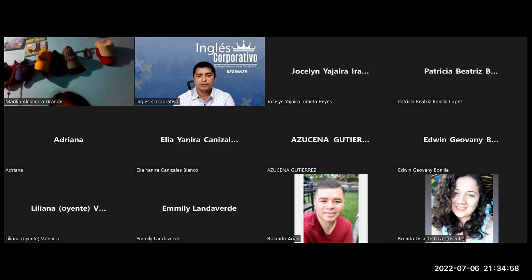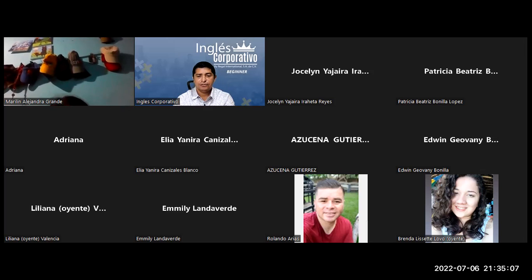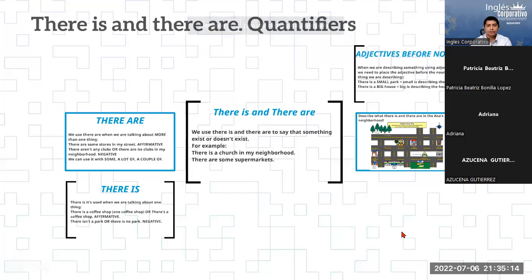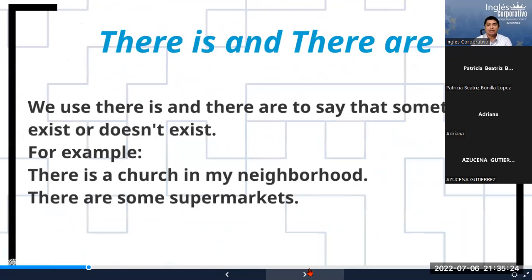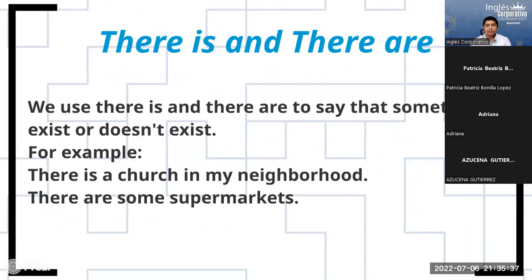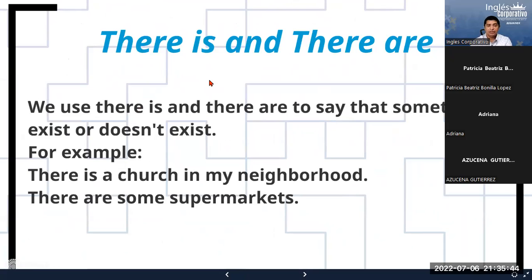Okay, let me show you something now. Déjeme mostrarle algo más referente al tema para clarificarle lo que estamos hablando. Let me make it bigger. We are going to talk about there is and there are with quantifiers. Póngale mente y sazón, por favor. Dice there is and there are. The explanation is in this way. La explicación va de esta forma. It says, we use there is and there are to say that something exists or doesn't exist. Ojo con eso.